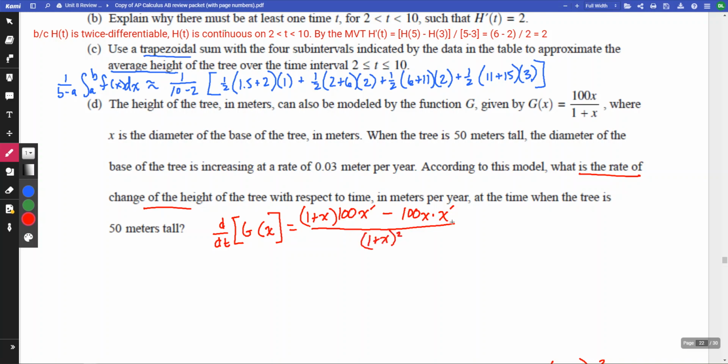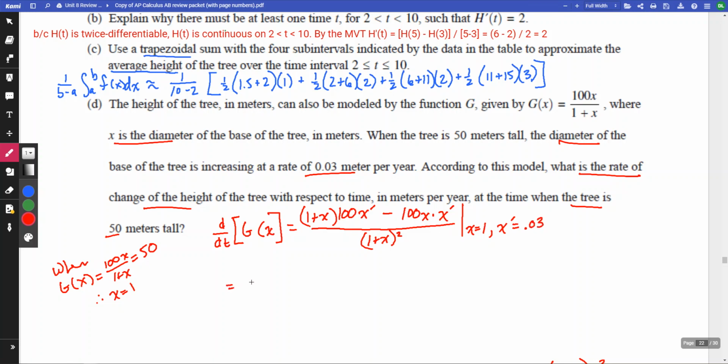Now, we want to figure out when the tree is 50 meters tall. So we want to figure out when g of x, which is 100x over 1 plus x, is equal to 50. So clearly by inspection, x is equal to 1, because 100 times 1 divided by 2 is 50. So we want this evaluated at x equals 1, and we know that x is the diameter of the base of the tree, and we have at x equals 1, x prime equals 0.03.